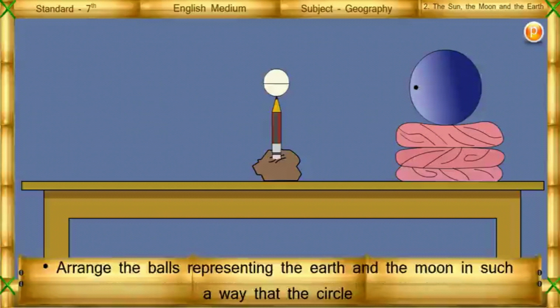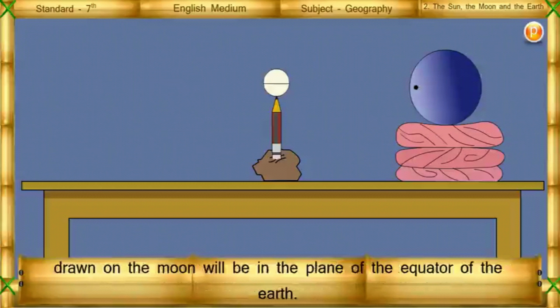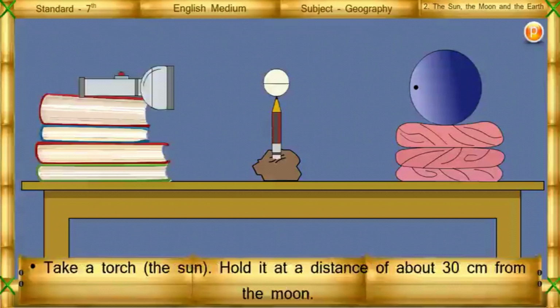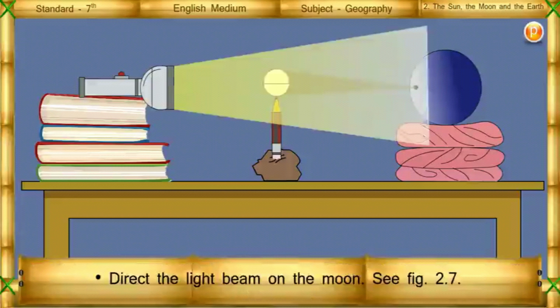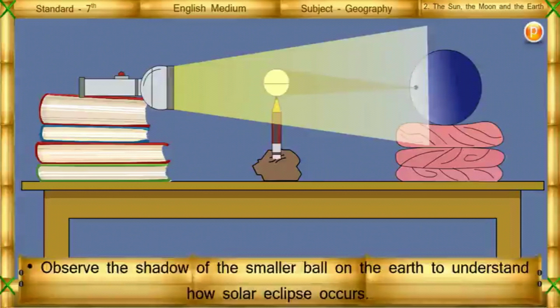Arrange the balls representing the earth and the moon in such a way that the circle drawn on the moon will be in the plane of the equator of the earth. Take a torch, the sun. Hold it at a distance of about 30 centimeters from the moon. Direct the light beam on the moon. See figure 2.7. Observe the shadow of the smaller ball on the earth to understand how solar eclipse occurs.